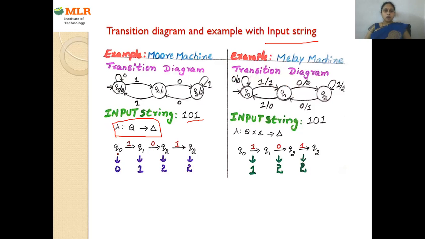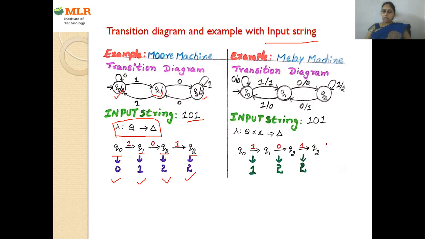Now Q0 on 1 it is moving to Q1, Q1 on 0 it is moving to Q2, and Q2 on 1 it is moving to Q2. Now here you are going to represent the output based on the states. Why? Because we have already represented the output for the states. That's why you are going to get 0, 1, 2 and 2 based on the states which we have taken. This is for the Moore machine.